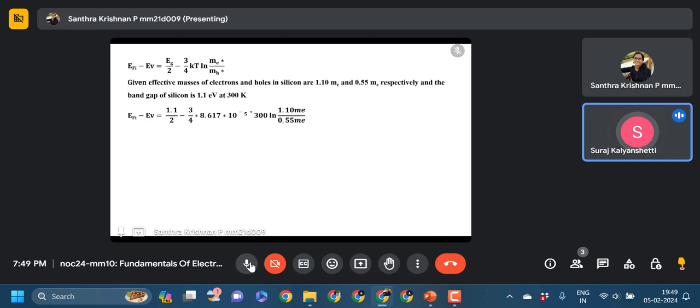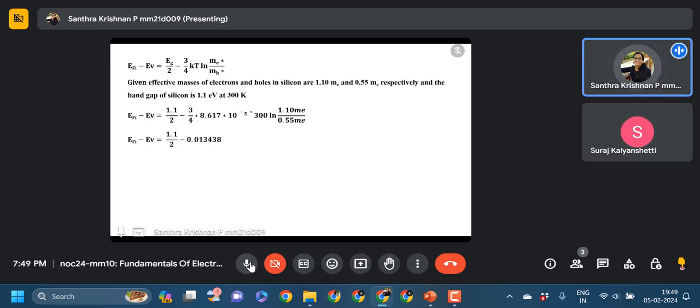Is this what you're getting? 0.013438. Let me see. Minus 0.5634, the minus term. So 0.56, and approximately we can write it as 0.54, right? So basically, your EF is equal to EV plus 0.54.